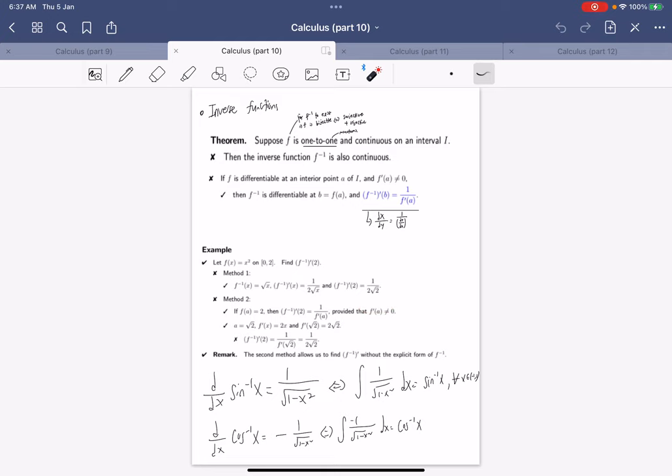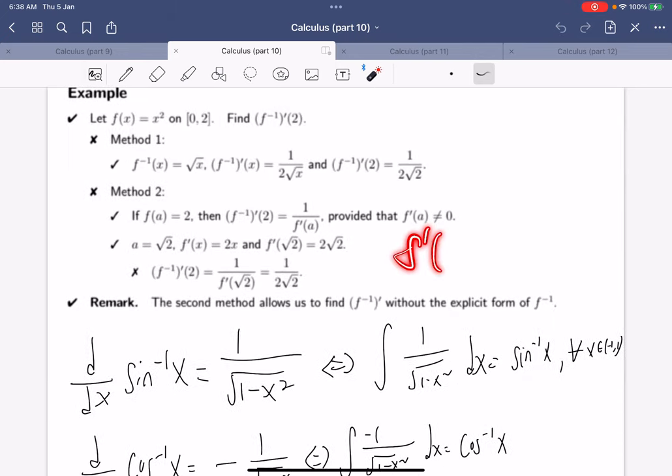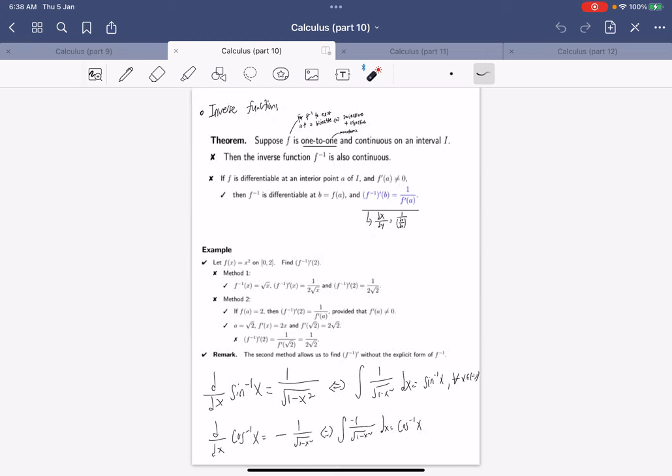But you realize that with this now, you don't need to evaluate the inverse function's derivative explicitly. Instead, you can find the point where f(a) equals 2, meaning a equals square root 2, and then you evaluate f prime at square root 2, which equals 2 square root 2. So f inverse prime at 2 equals 1 over f prime at square root 2, which equals 1 over 2 square root 2. And you can see that they are the same. So this allows you to find the derivative of the inverse function without explicitly finding the inverse function.